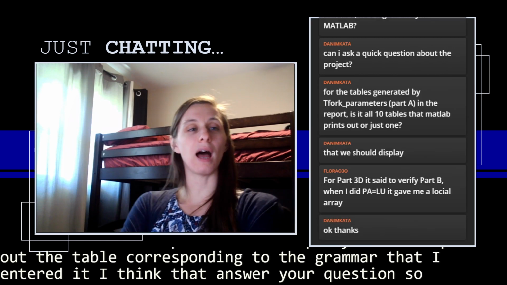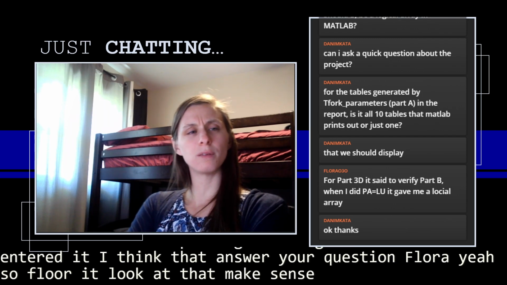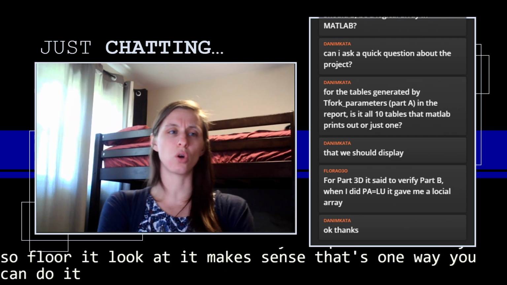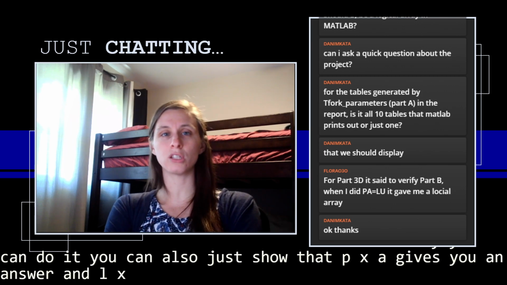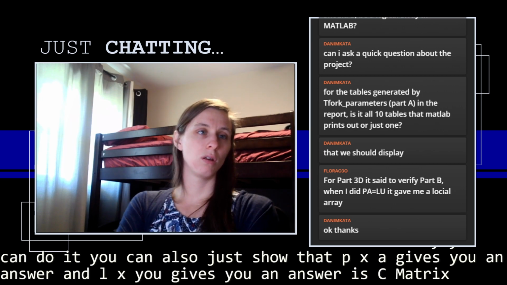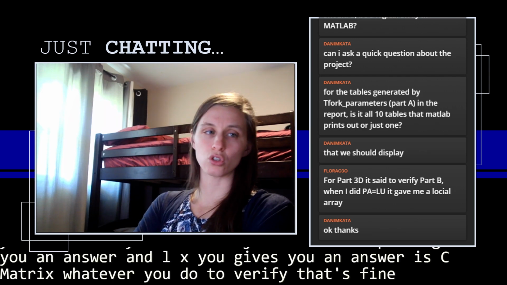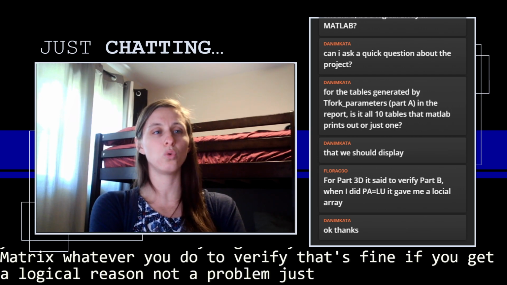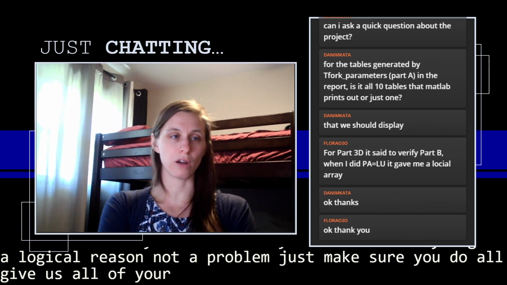So Flora, yeah, okay, that makes sense. That's one way you can do it. You can also just show that P times A gives you an answer and L times U gives you an answer, and it's the same matrix. Whatever you do to verify, that's fine. If you get a logical array, not a problem. Just make sure you give us all of your code that you use to verify.